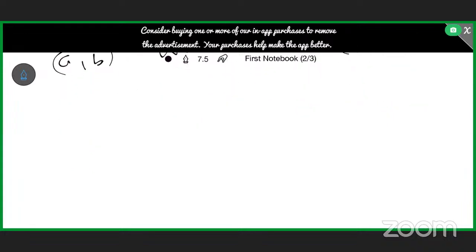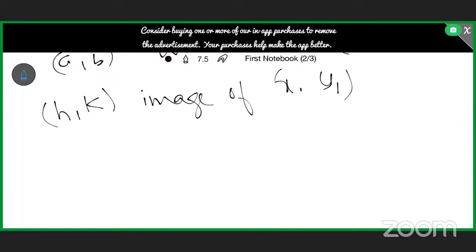Now, if (h, k) is the image of the point (x1, y1), this point's image is (h, k). We are getting this image with the help of a line, let us say ax + by + c = 0.